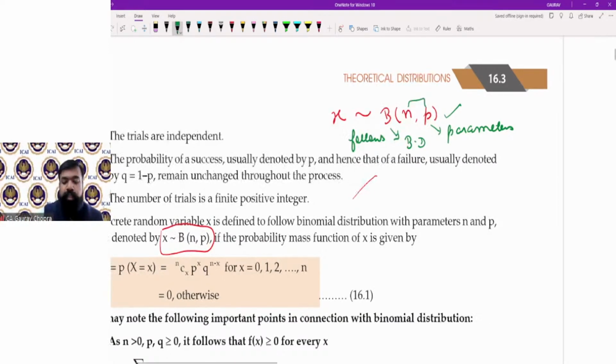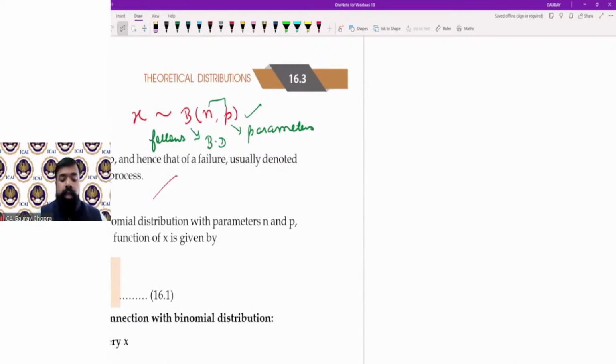So let us write some of the formulas for binomial distribution. The first formula is for mean. The formula for mean, that is mu, is equal to n into p. The formula is very easy. It's very short. So mean denoted by mu is equal to n multiplied by p. The second formula is variance.